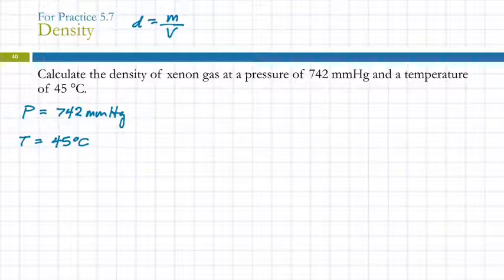So, no, we can't use 22.4 because we're not at STP. What's often the easiest is just to choose 1 mole. So I'm going to calculate the density of 1 mole under these conditions. So if I have 1 mole, what's the mass? It's the molar mass, right?